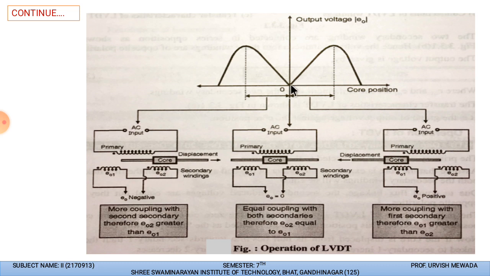Gradually as the core moves towards E01, the EMF will increase, and when it is exactly in front of E01, the output is maximum again. Then when the core goes away from E01, the output will gradually decrease. So this is the axis for the core position, and this is the output voltage of the LVDT. So this is how you can explain the operation of the LVDT.